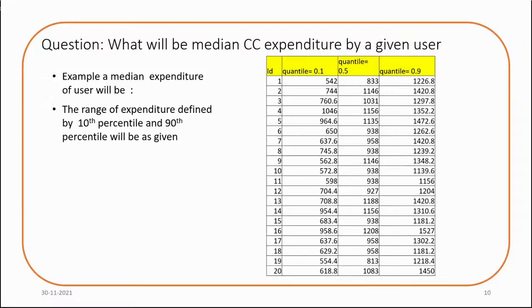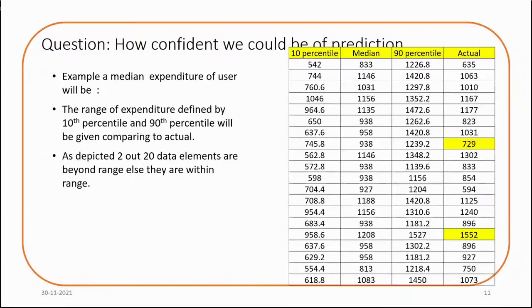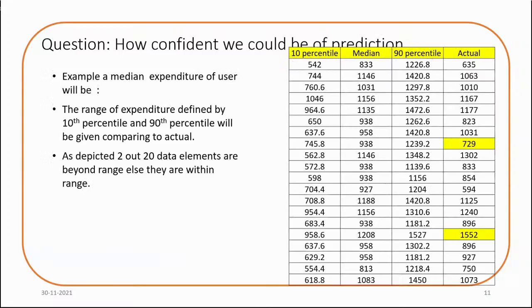Now, we have predicted these values. The first question anyone will ask is, how confident are we about this range? So what we did was, we took 20 records and took the actual values and compared them with the 10th, 50th, and 90th percentiles. Out of 20 cases, we realized that in 2 cases, the value has gone beyond the range. You can see this number 12 value has gone beyond the range, and you can see that number 16 value has gone beyond the range. We have marked in yellow the 2 values which have gone beyond the range.